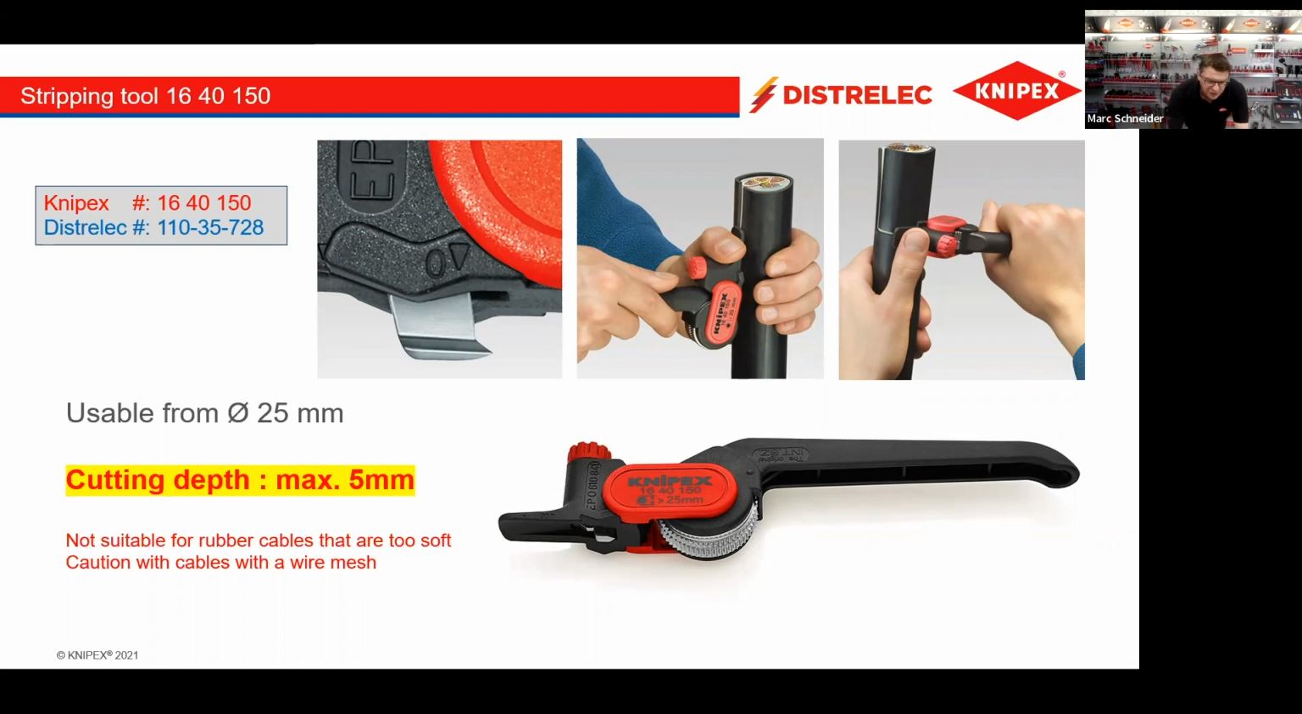And you can adjust the length of the blade with the red wheel here on the tool. But this tool is not suitable for rubber cable. These are too soft for the can opener. And please take caution with cables which have a wire mesh, because the blade can get stuck in the wire mesh.